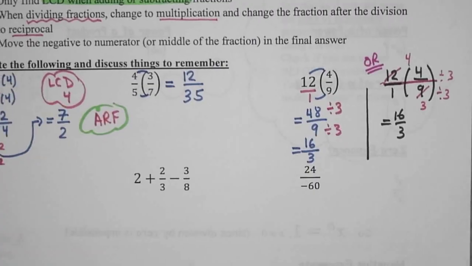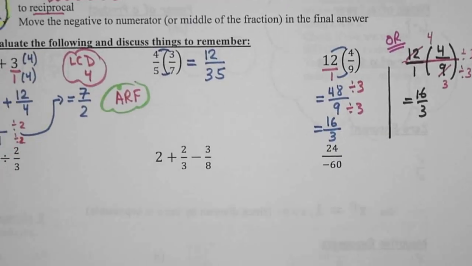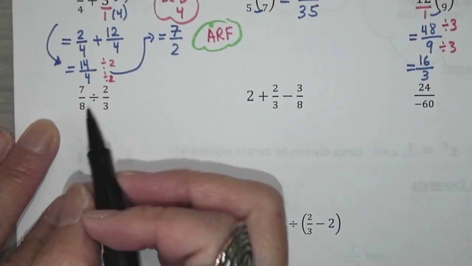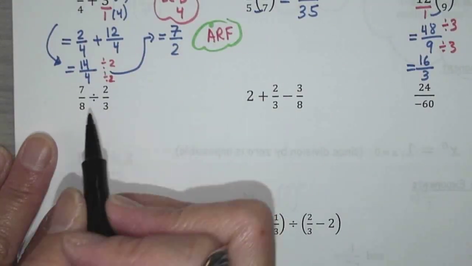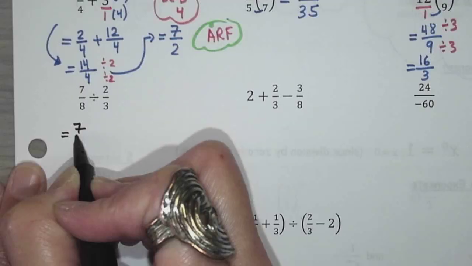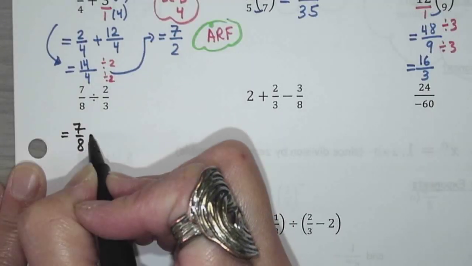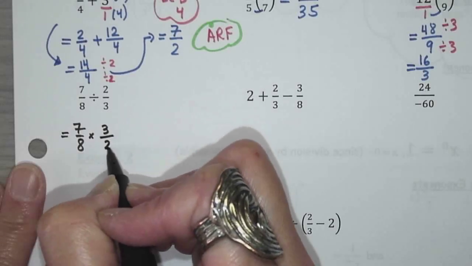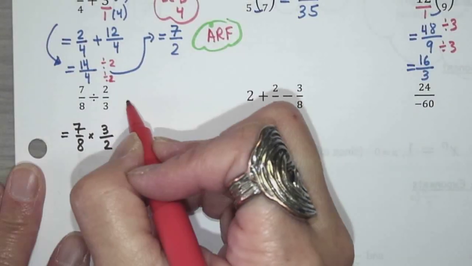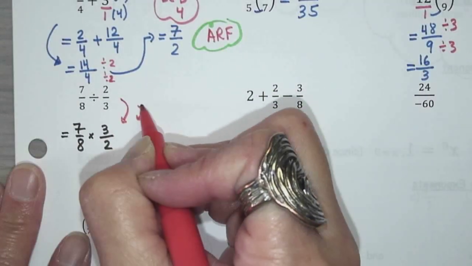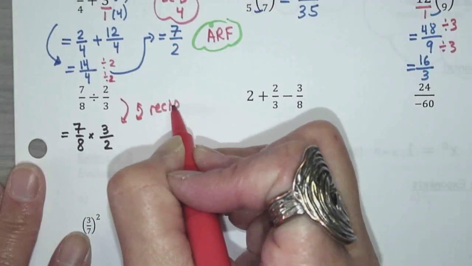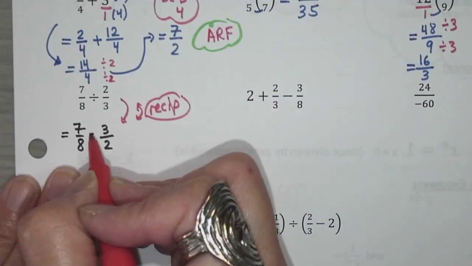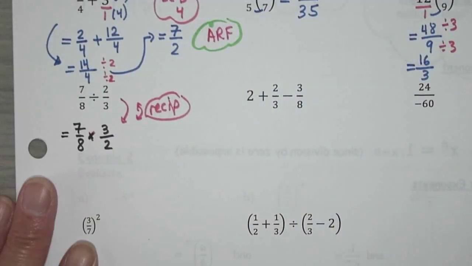Questions? Stop me if you have questions. We're good. Next one here. So moving over, this one here, division becomes multiplication. So 7 over 8, multiplication. You can use the multiplication symbol or a bracket. It's up to you. Times 3 over 2. So we're doing the reciprocal for that one. Change it to multiplication. You can do a bracket or you can do the times sign.